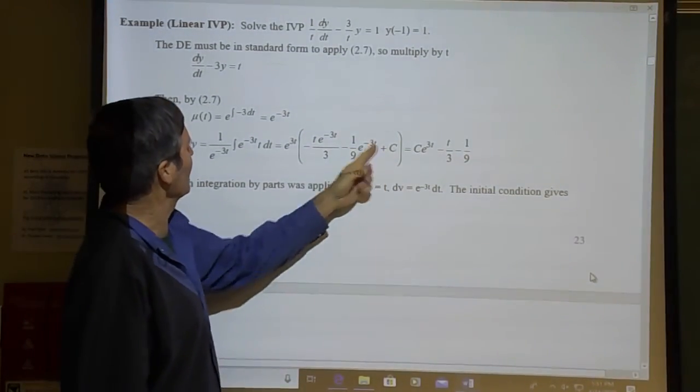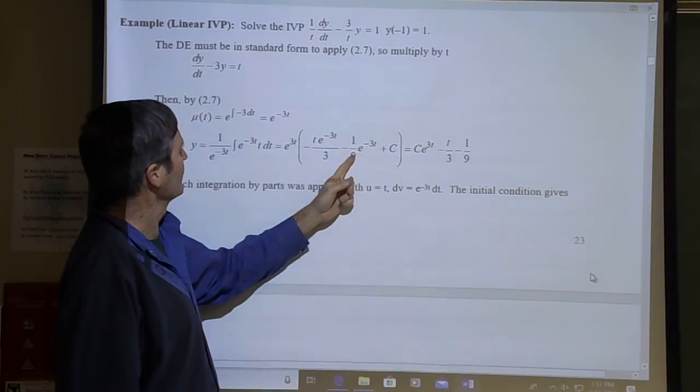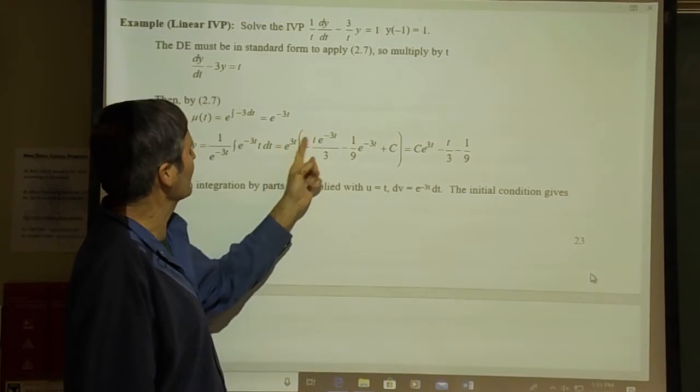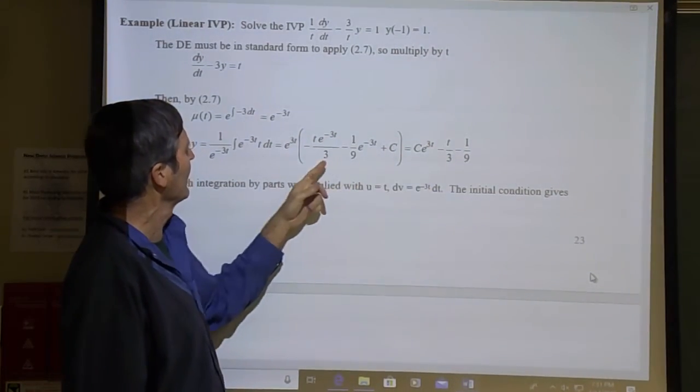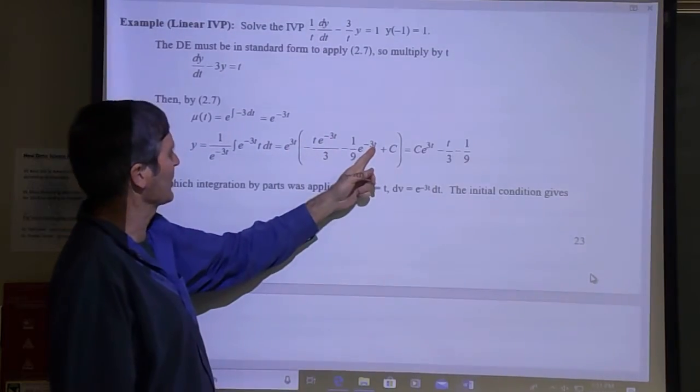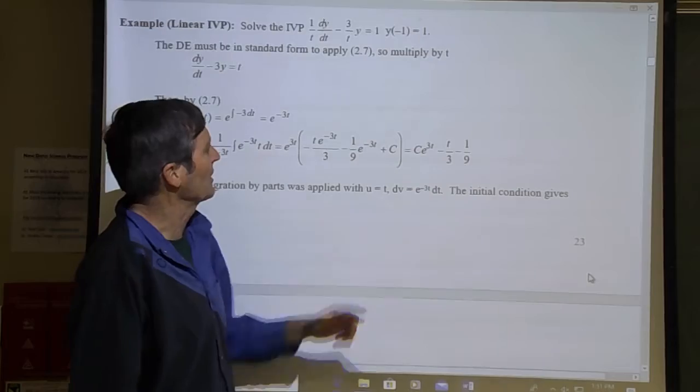And now you've got c e to the 3t plus e to the 3t times this. The e to the 3t and e to the minus 3t cancel, and you get minus t over 3. And again, the e to the 3t and the e to the minus 3t cancel here, and you get minus 1/9. So here are all solutions to the differential equation.